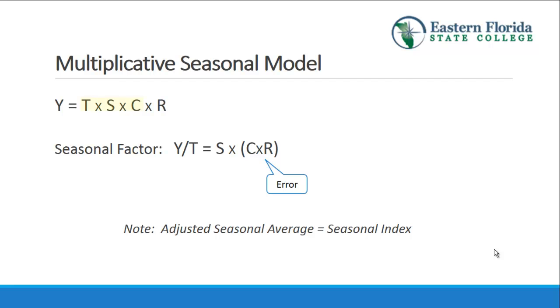In the multiplicative model, Y, the actual sales value, is equal to a trend component times a seasonal component times a cyclic effect times random error. Our process will isolate the seasonal factor S. To do that, we rearrange terms in this formula.